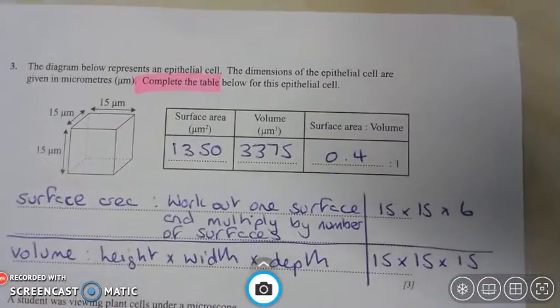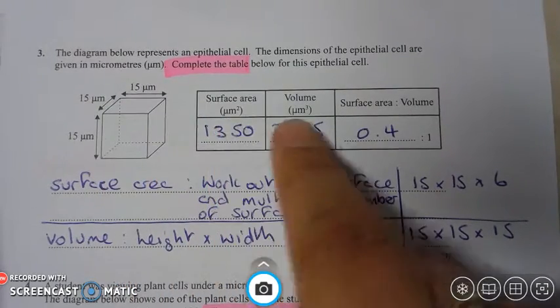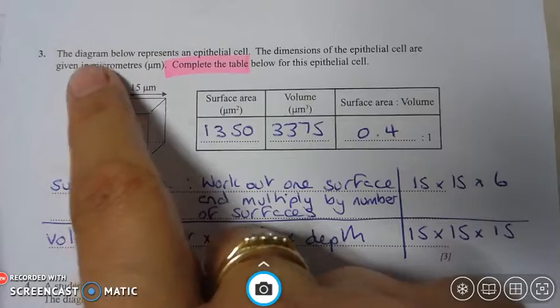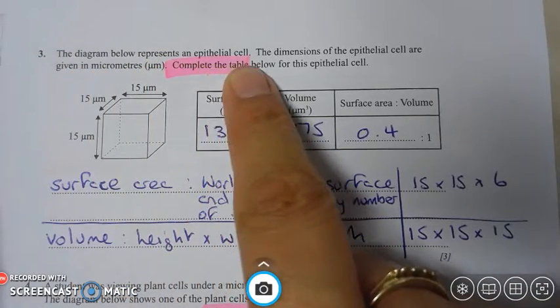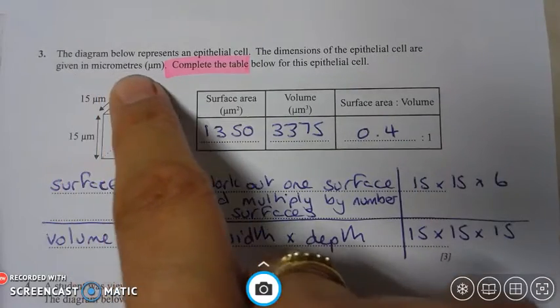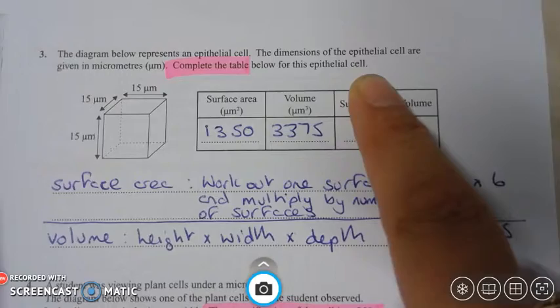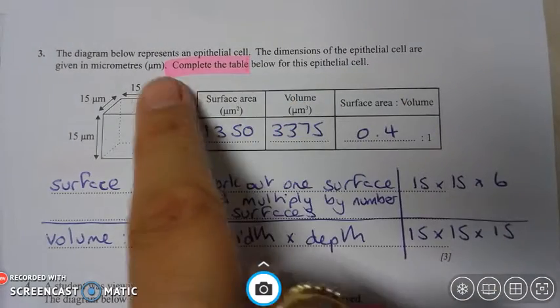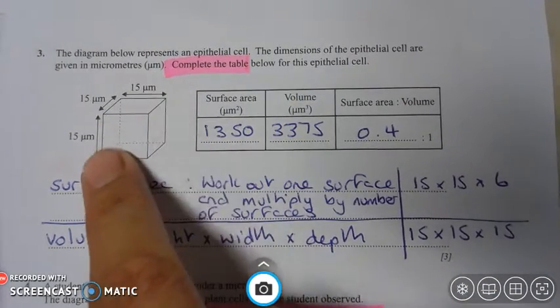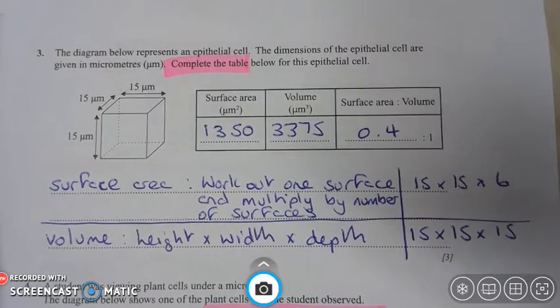Okay, this is a nice little question, and this one is coming up more and more often each year. It's the difference between surface area and volume. The diagram below shows an epithelial cell. The dimensions of the epithelial cell are given in micrometers. Complete the table below for this epithelial cell. So I'm just going to double check first of all. Right, it's given all in micrometers and it wants all the answers in micrometers. So that's good, I haven't got to do any working out.